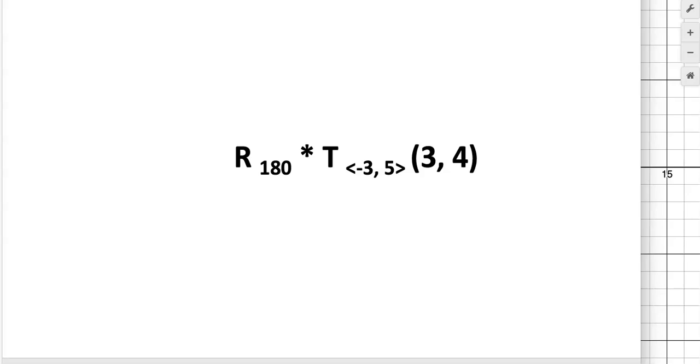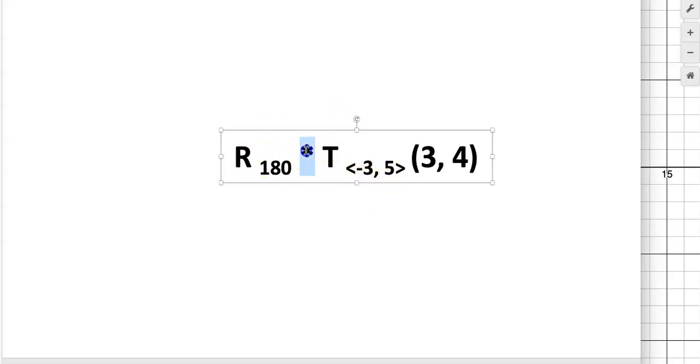All right, let's do a composition of translations or movements. So a combo move. We're going to do a rotation of 180 after we do a translation of -3 and 5. And what are we doing this to? We're doing this to corner point 3 and 4. So that means you do the closest operation, the closest movement first, and then you do this one second.